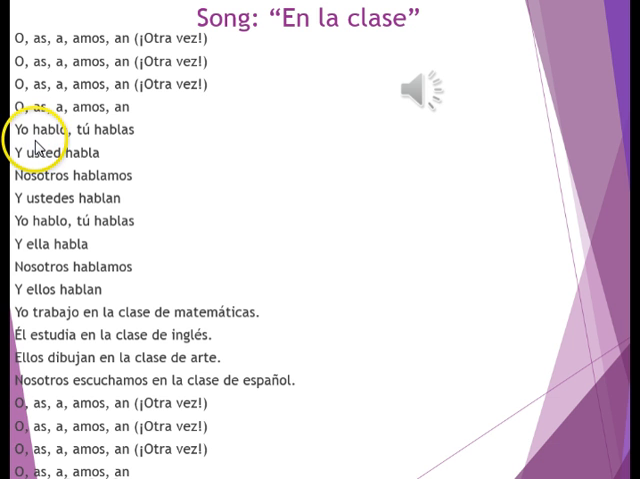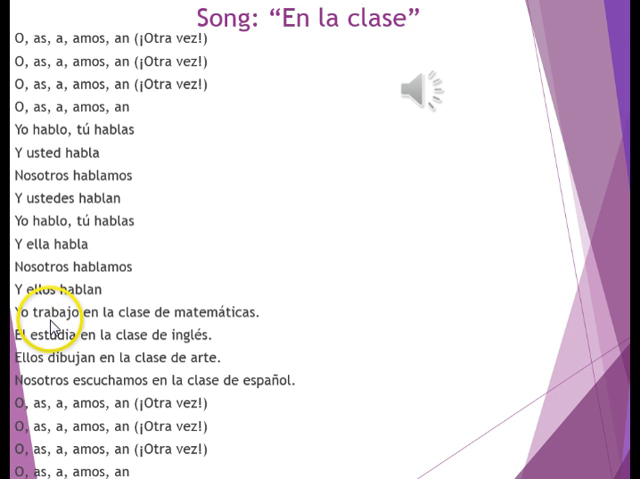So yo hablo, I speak. Tú hablas, you speak. Y usted habla, and you formal speak. Nosotros hablamos, we speak. Y ustedes hablan, and you all speak. Yo hablo, tú hablas, I speak, you speak. Y ella habla, and she speaks. Nosotros hablamos, we speak. Y ellos hablan, and they speak.